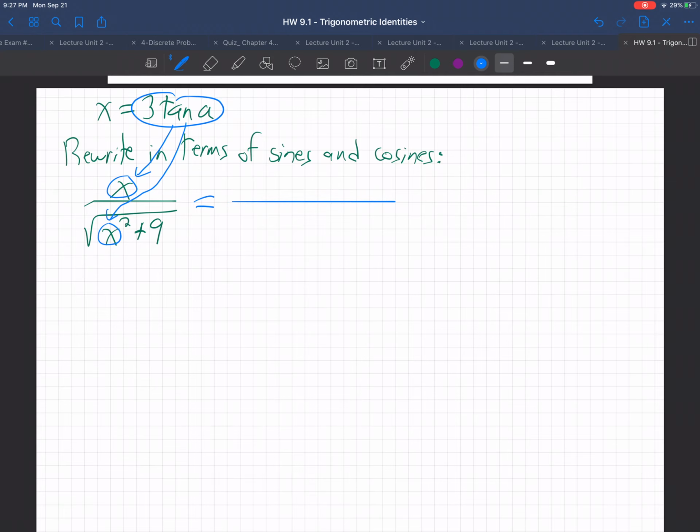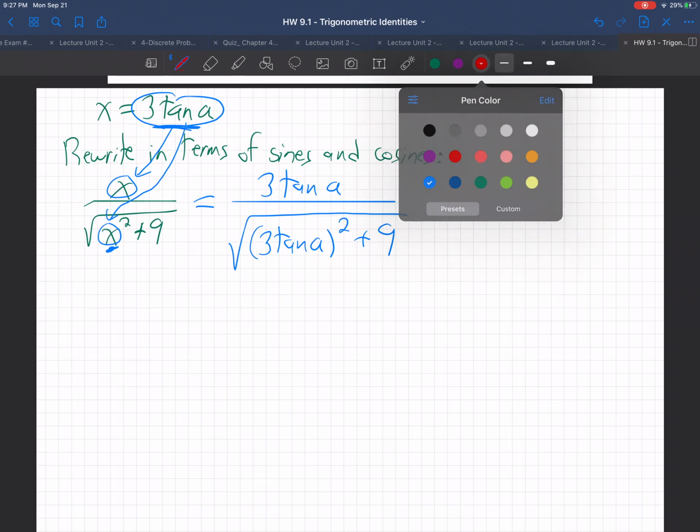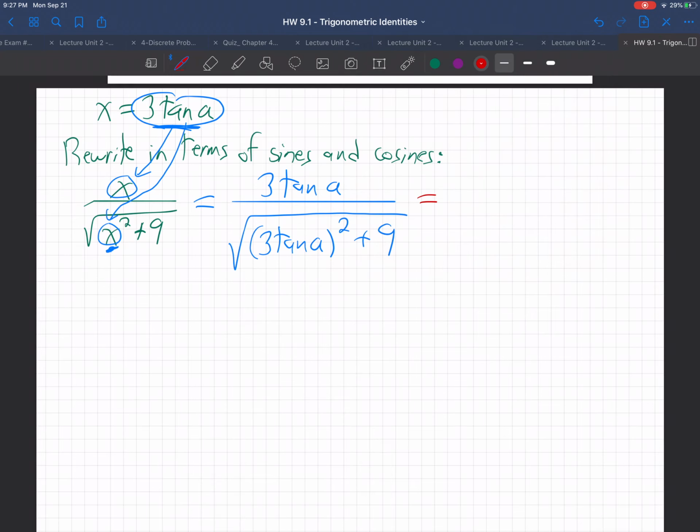What do we get? Well, we get 3 tangent of a. It's not squared, just 3 tangent of a on the top. On the bottom, though, we get 3 tangent of a squared plus 9, all in a square root. Right? Is that making sense? I just plugged in the x right there, and the x is 3 tan a. Okay. Now, what becomes of this?